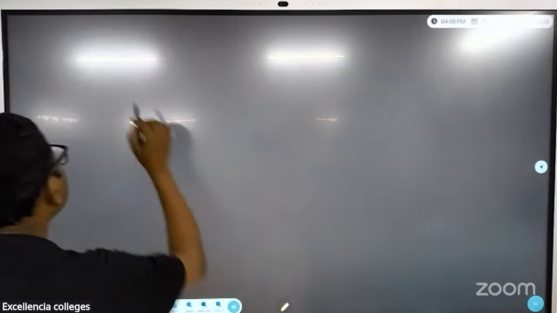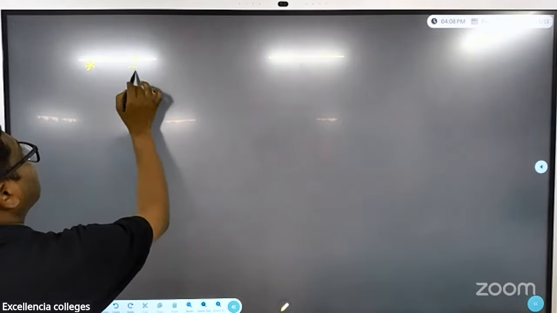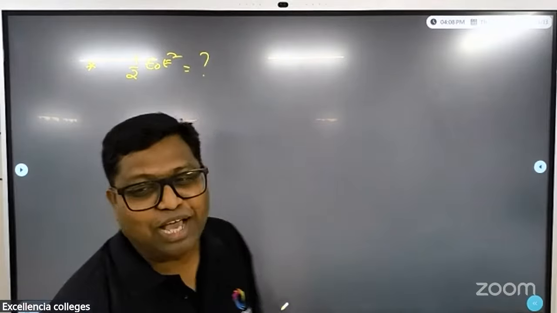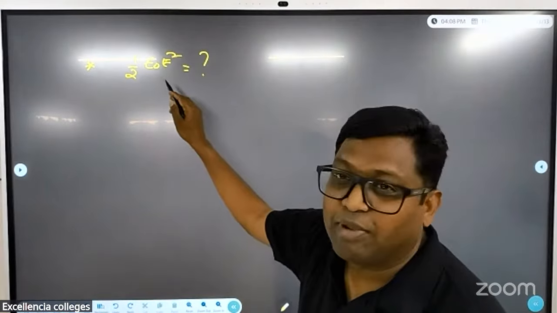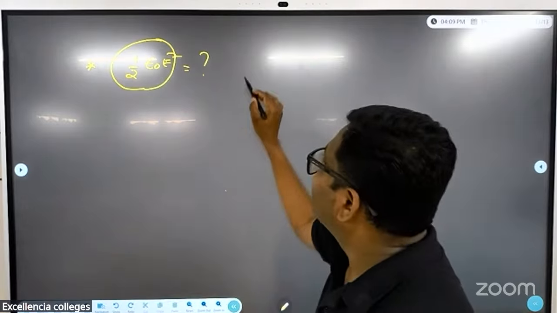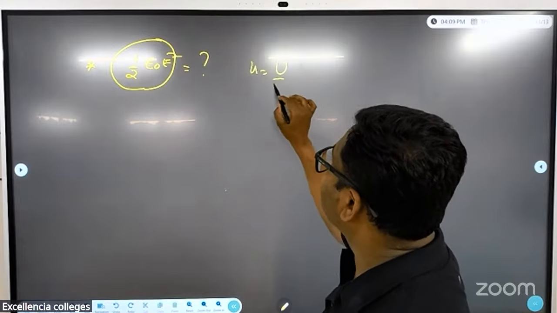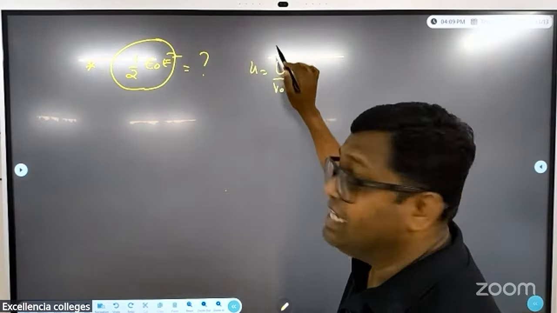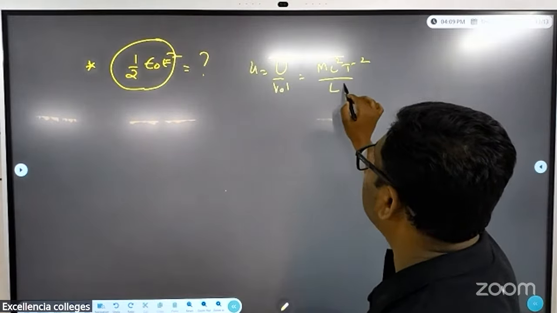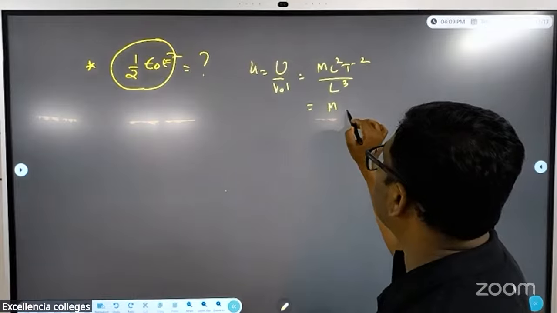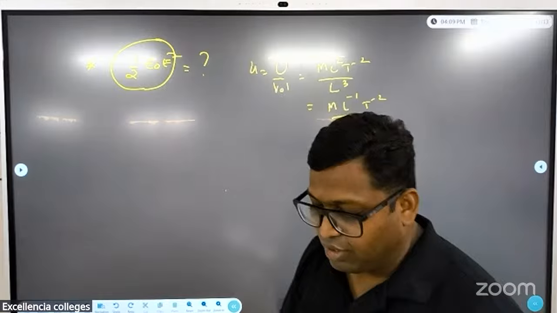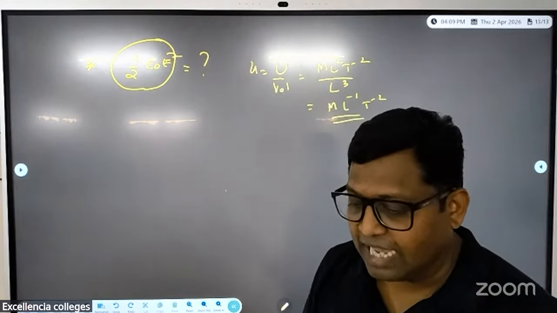So this time, children were not discouraged. You were asked to write the dimensional formula of this. Now we know that this is the dimensional formula for what? Energy density, which is energy by volume. Energy is ML square T power minus 2, volume is L cube. So that becomes ML power minus 1 T power minus 2. That's a simple question based on units and dimensions.